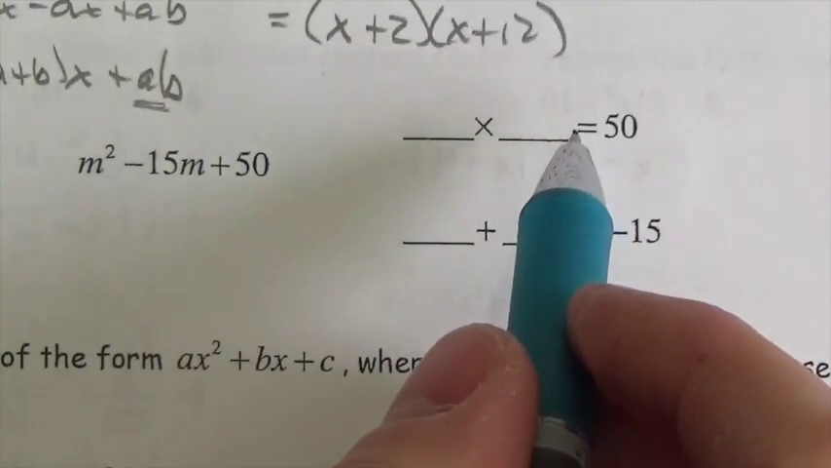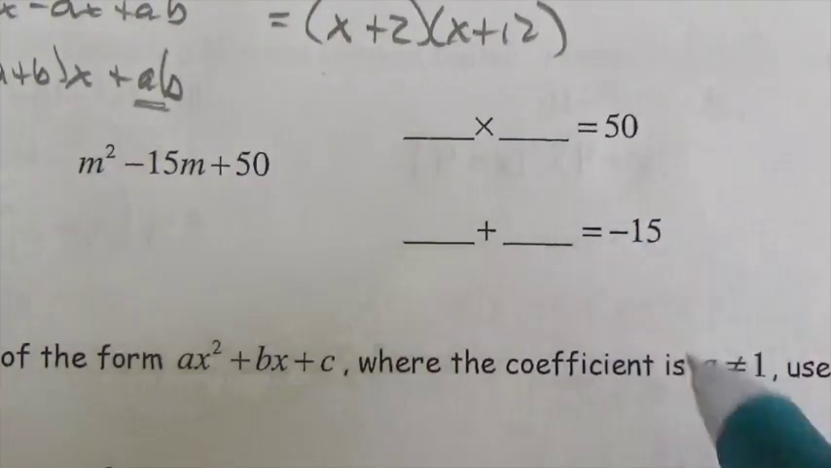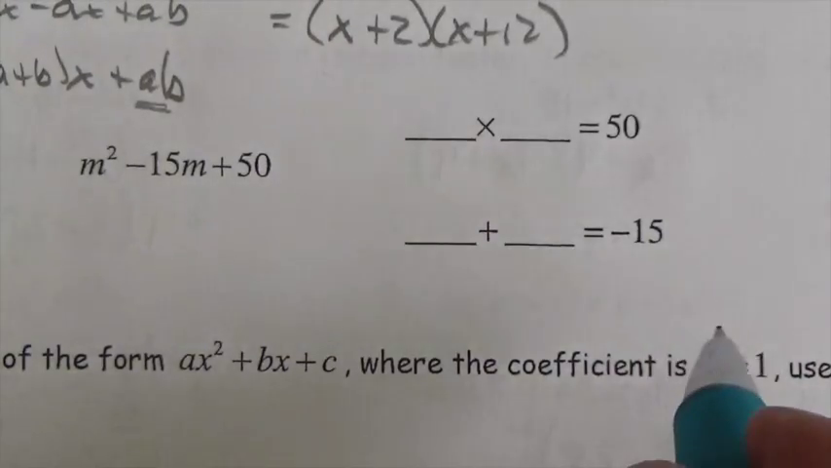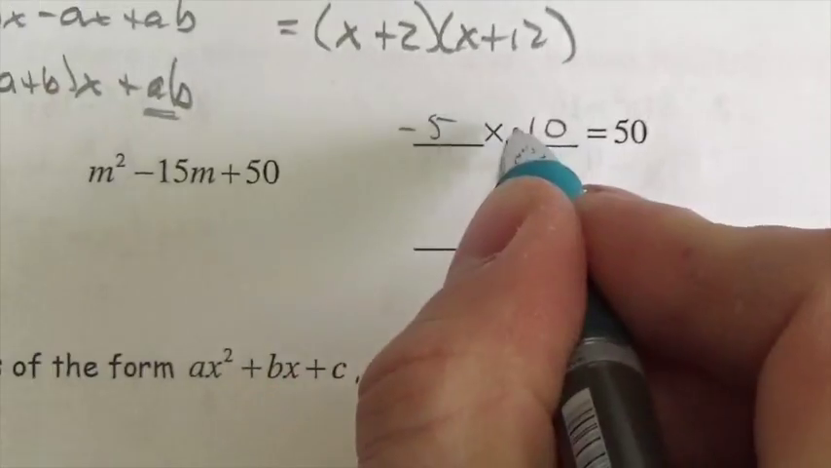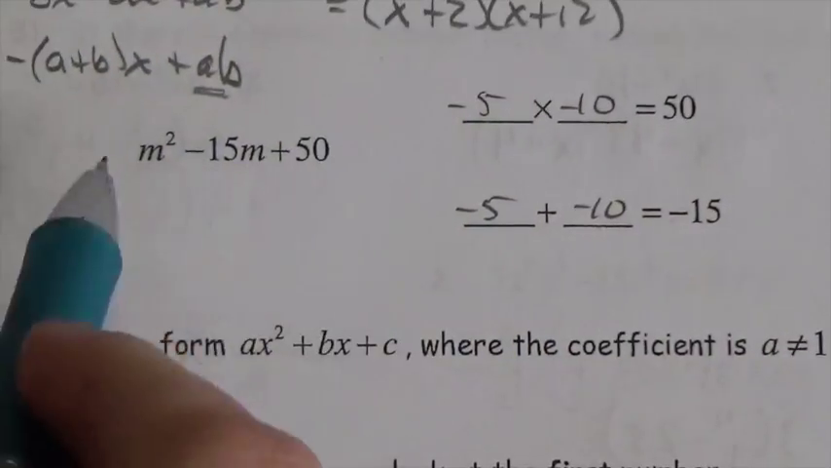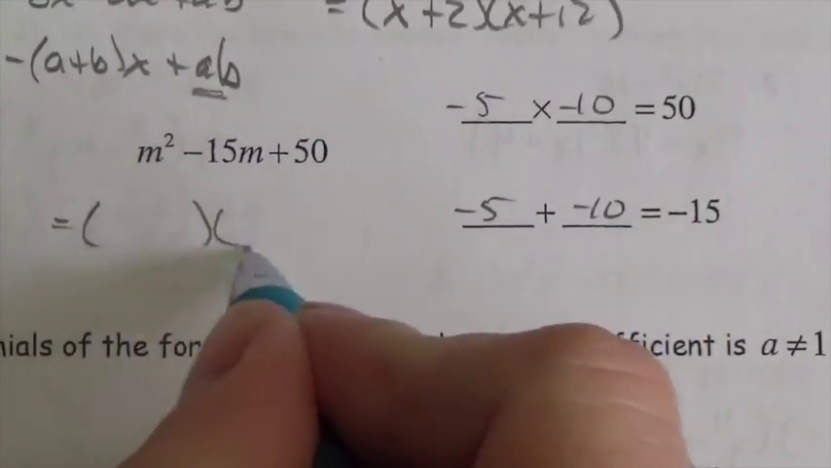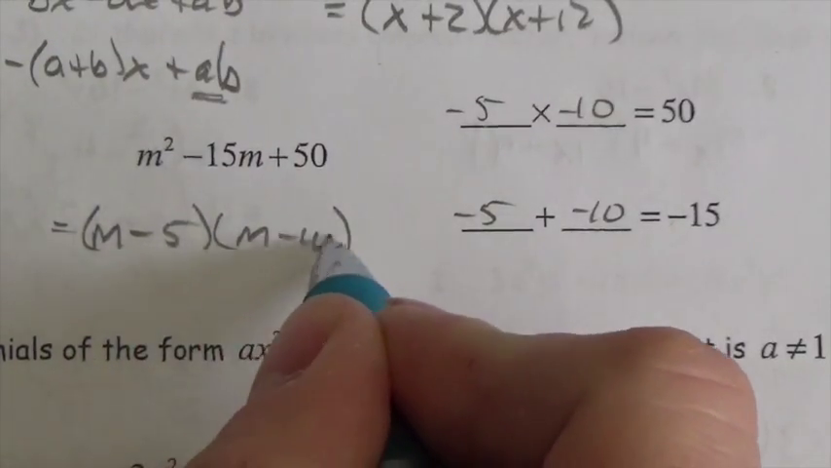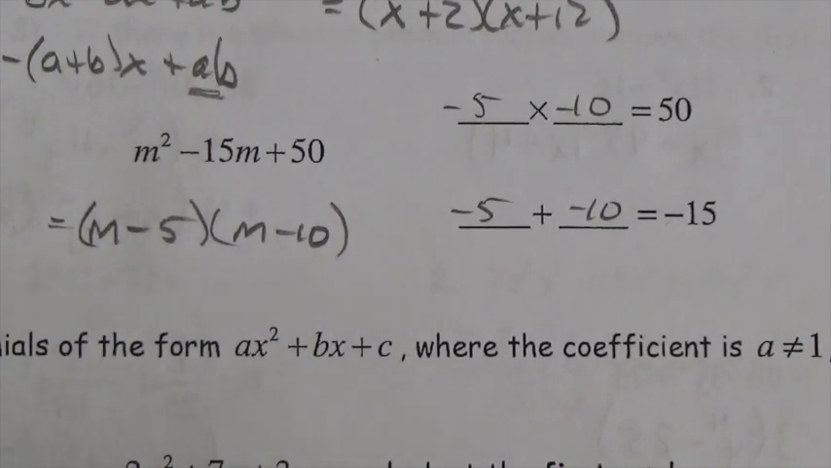And when I look at 50, immediately I think 25 and 2, but that's not going to give me 15. So then I'm thinking, okay, what other factors are there? The other one that I jumped to really quickly is 5 and 10, and that's actually what I'm looking for, but specifically negative 5, negative 10. And again, because the leading coefficient here is 1, I'm going to create these two binomials. It'll be (m - 5)(m - 10). Okay, and that's what you get when you factor that.